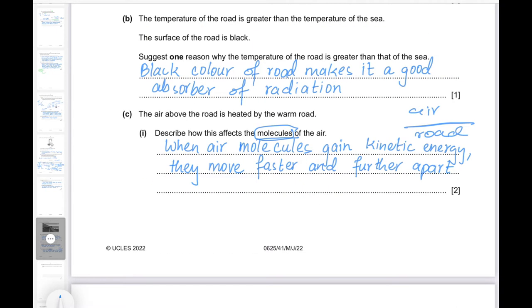So first, the temperature of gas increases. Remember, as I said earlier, the temperature and kinetic energy are proportional. When temperature increases, kinetic energy increases, and kinetic energy is equal to half m v squared. This will mean that their speed will increase, so they move faster, and because of Charles's law, their volume would increase, so they will move further apart.